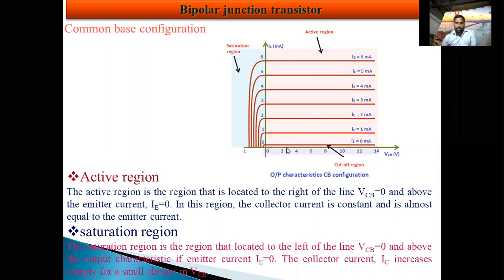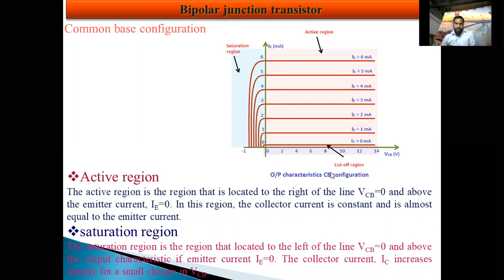Now this figure is divided into so many regions. One is the saturation region, the active region, and the cutoff region. Now suppose the IE value is 0 milliamperes. At 0 milliamperes we get a small current, which is due to the saturation current, that is the leakage current. Under that leakage current, the region is the cutoff region.